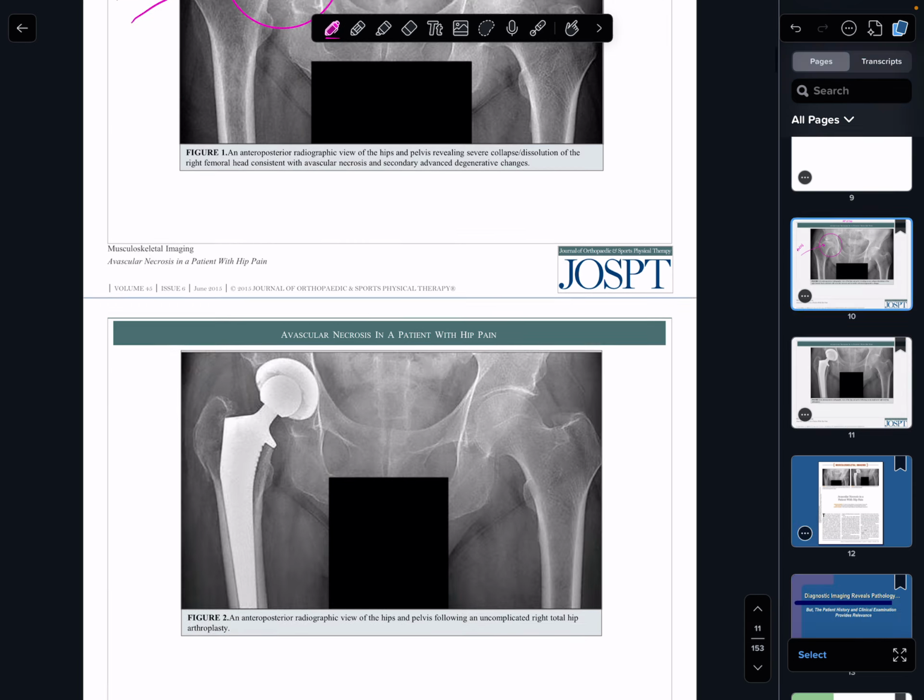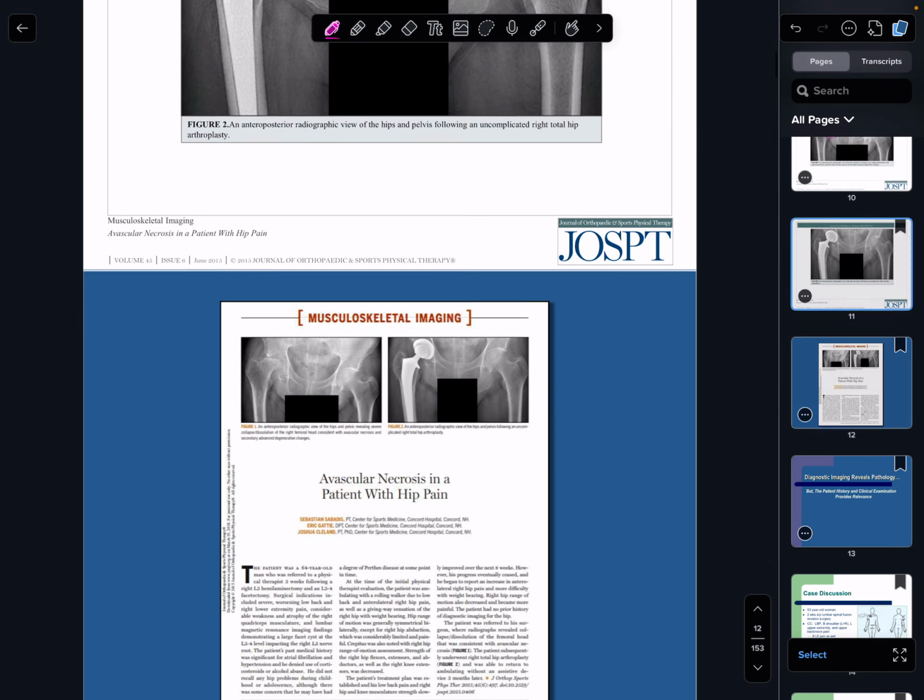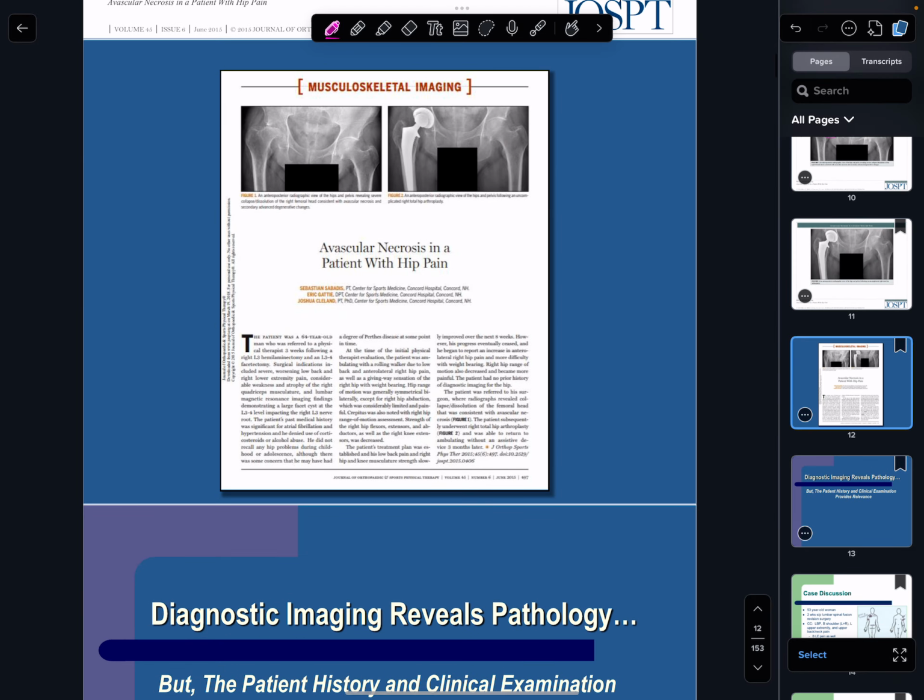And I'm going to put a plug in for these cases. Is anyone familiar with these JOSPT imaging cases? Show of hands if people are familiar. So they've been around for a while. They started back in 2008. In 2008, the feature started in JOSPT. There were 50 cases published per month. There was one page with diagnostic images associated with it.